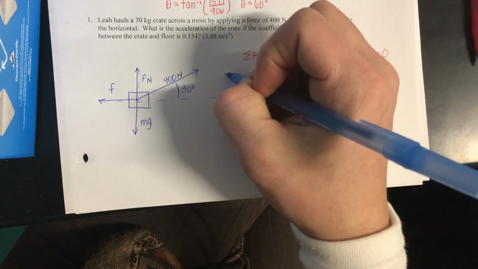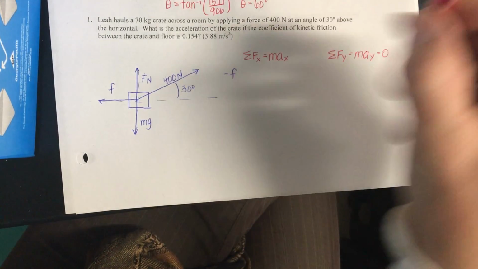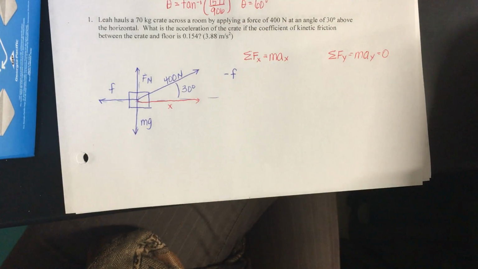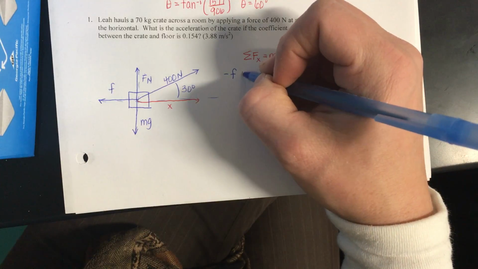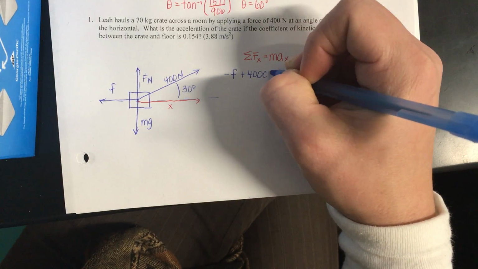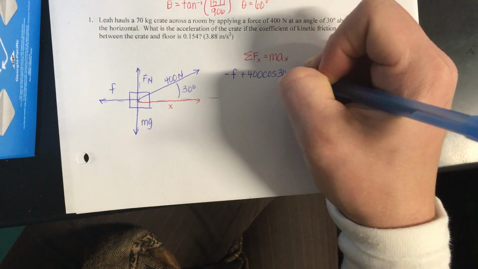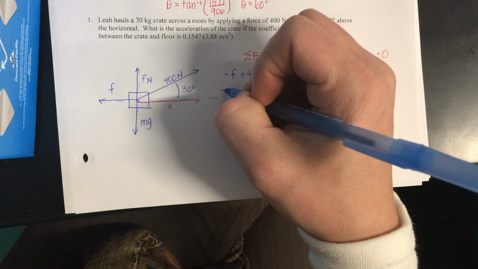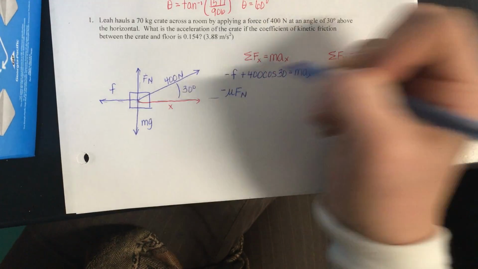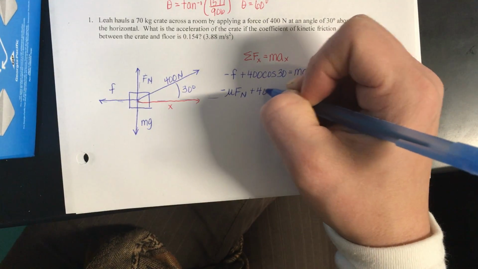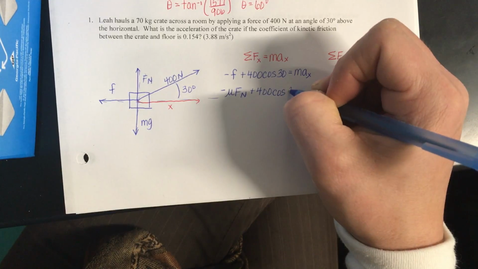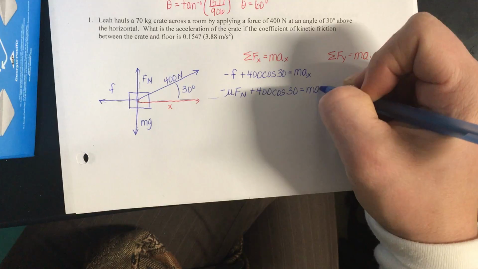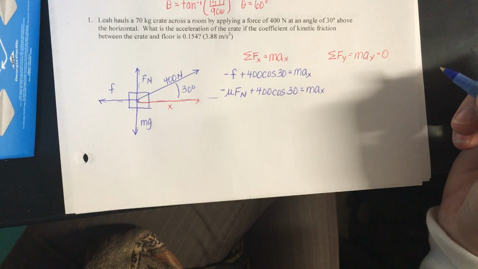We have friction in the x direction. We have the x component here of this force, so 400 cosine 30 equals ma_x. Now we're going to plug in for friction, mu Fn. We are given the mass, so we can start plugging in some numbers here.